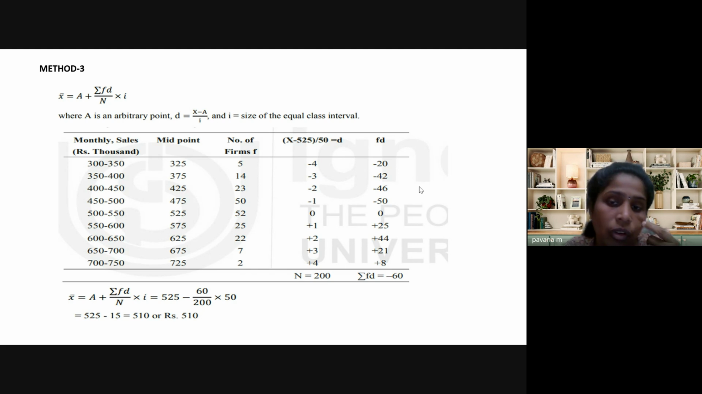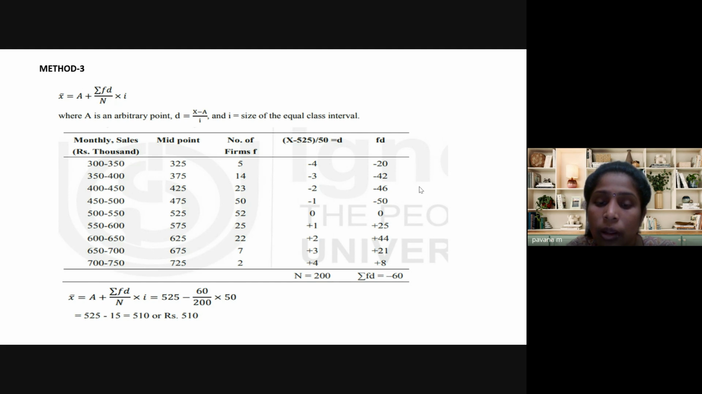For getting minus 4, you have to calculate x minus 525 by 50, where x is 325. So 325 minus 525 by 50 is minus 4. Like that, 375 minus 525 by 50 is minus 3. 425 minus 525 by 50 is minus 2. Like that, you have to calculate the d. Once you calculate d, then you have to calculate f into d, fd. Here f means the number of firms. f is already given in the problem, and d we already calculated. Then you have to multiply these two values. So f into d, 5 into minus 4 is minus 20, 14 into minus 3 is minus 42. Like that, you have to calculate fd.